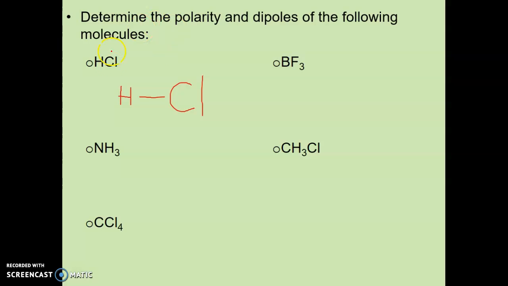Okay, first, is it symmetrical? Well, no, because we don't have the same thing on either side. If we had the same thing on either side, then yeah, it'd be symmetrical. The second question is, let's check the polarity difference. Well, hydrogen has a very low electronegativity and chlorine has a very high electronegativity. So you are going to point your dipole towards the most electronegative element.